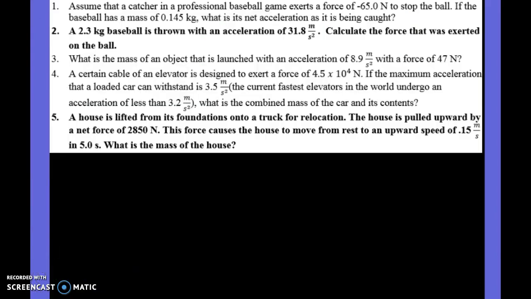Now, number 5, let's see. Make sure on number 4, one of these you're not going to use. Let's see, what else might you need to know?